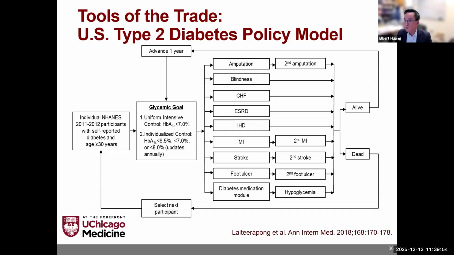Again, what we were asked to do was, did the diabetes section of the Health Disparities Collaborative, was it cost effective to improve diabetes care? And this is a cartoon image of a diabetes simulation model that we used.